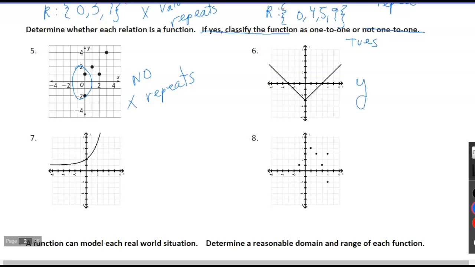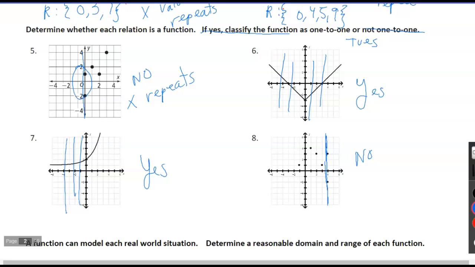This one here, that's a function. This one here, also a function. We have something called the vertical line test you can also do, which we'll talk about more another day. If I draw a vertical line, if a vertical line ever touches more than one point, then it's not a function. So if I come over here, you notice right here, it fails the vertical line test.